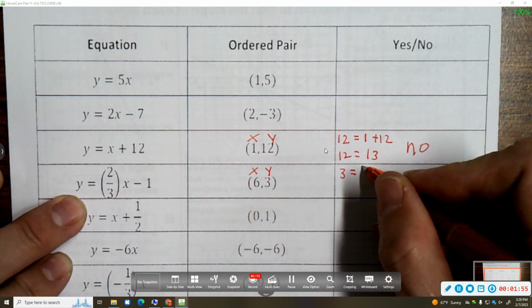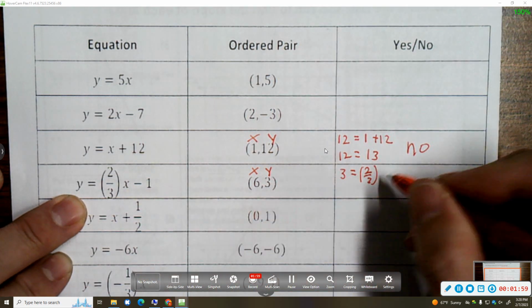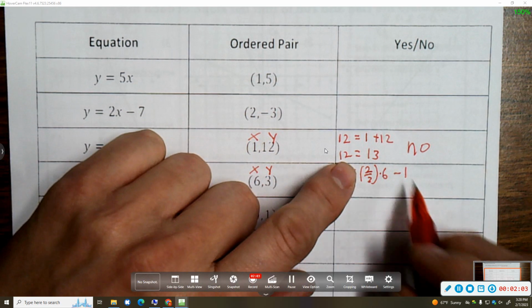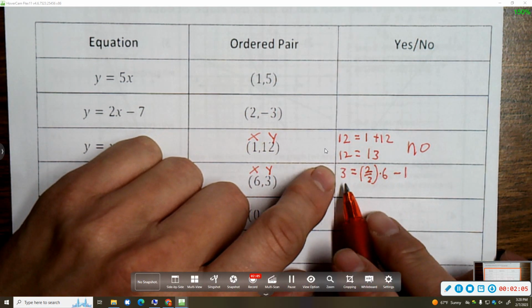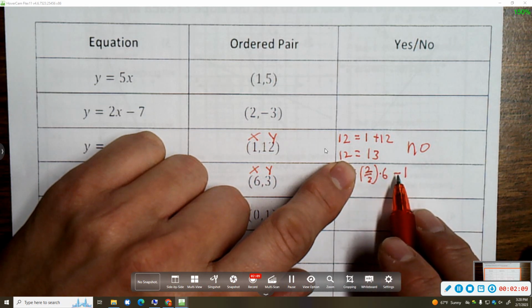2 over 3 times x, which is 6, minus 1. So we're going to do the math here and see if this is going to give me 3. If it gives me 3, the answer is yes. If it doesn't give me 3, then the answer is no.